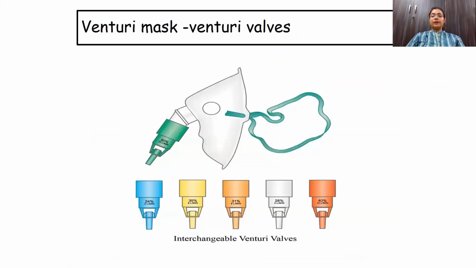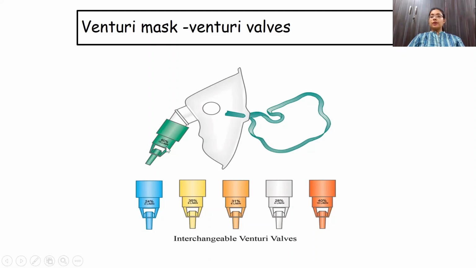Another type is the interchangeable venturi valve. Here there is no barrel to adjust the amount of FiO2 delivered. You have to change the venturi valve if you want to increase or decrease the FiO2. With this mask, you can see there is a label on this venturi barrel. It says FiO2 of 0.6 or 60%, and flow is 15 liters per minute.